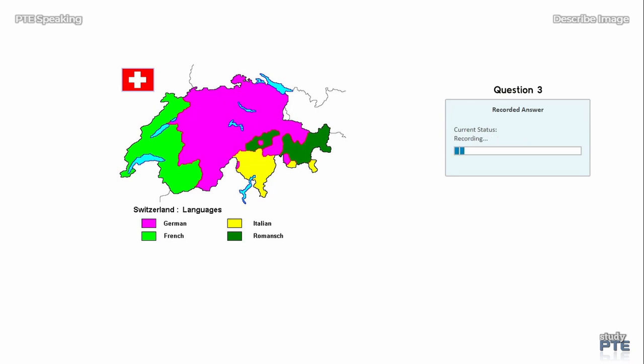The given image shows information about languages of Switzerland. It also provides information in various categories such as German, French, Italian, and Romance. It is clearly visible from this image that the German language is shown by the purple color, French language is shown by the green color, and the Italian language is shown by the yellow color. In conclusion, it can be stated that this image shows very crucial and interesting information about languages in Switzerland.